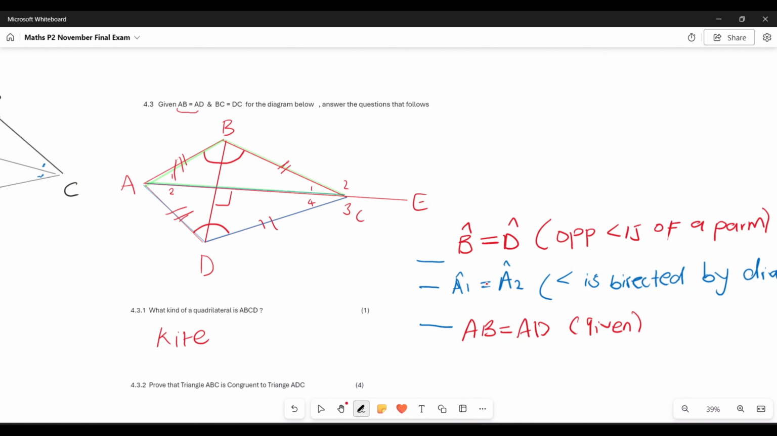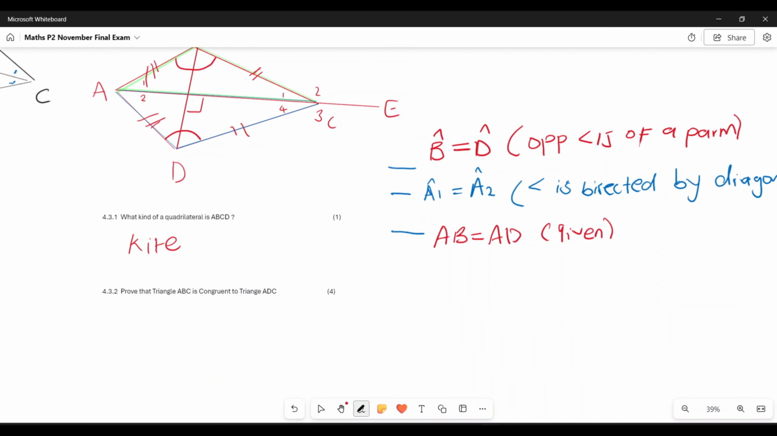That's also another point you could use. Another point you could use is this: BC is equal to CD. This is just another point that you could use, and you would also say given. But here I have my three points, so I can say that these two triangles, triangle ABC, are congruent to triangle ADC.